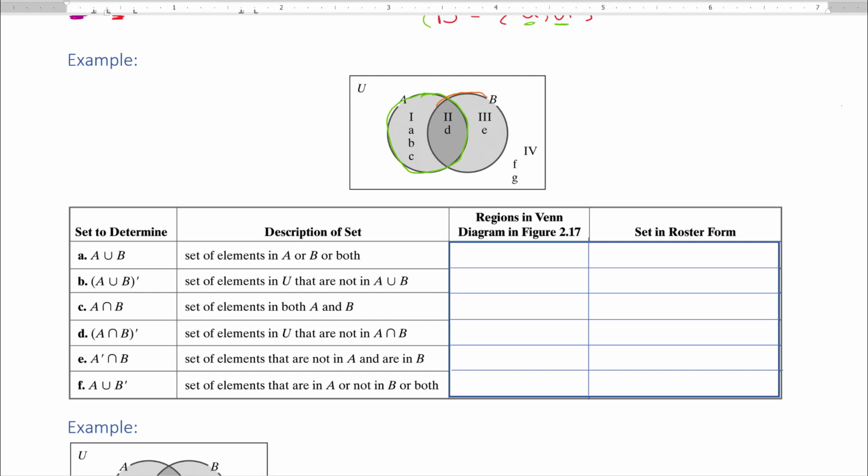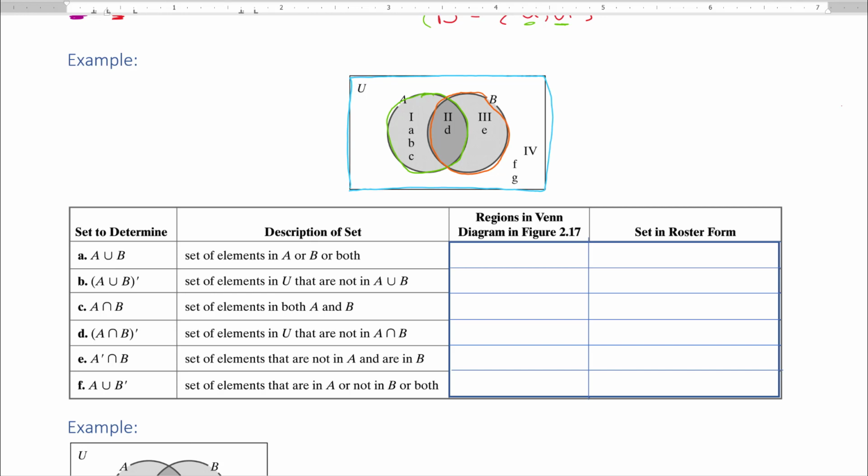Anything that belongs in the B circle, we'll do in orange, so D and E belong in those. And D is that unique element that belongs in both the A group and the B group. That's why it belongs in the intersection, or the place that overlaps. Then we have elements F and G that belong inside the universal set but don't belong in A or B.